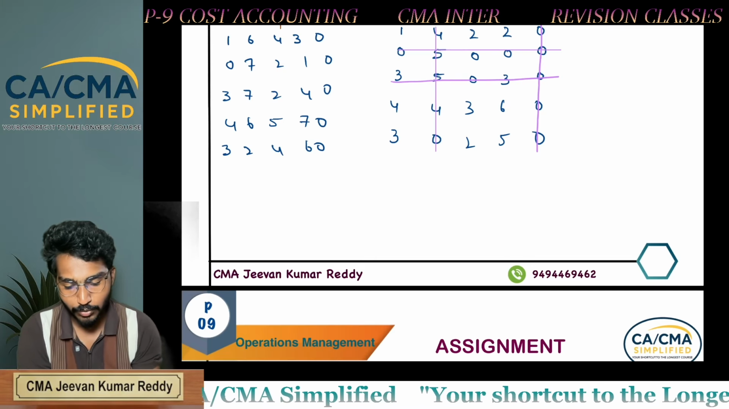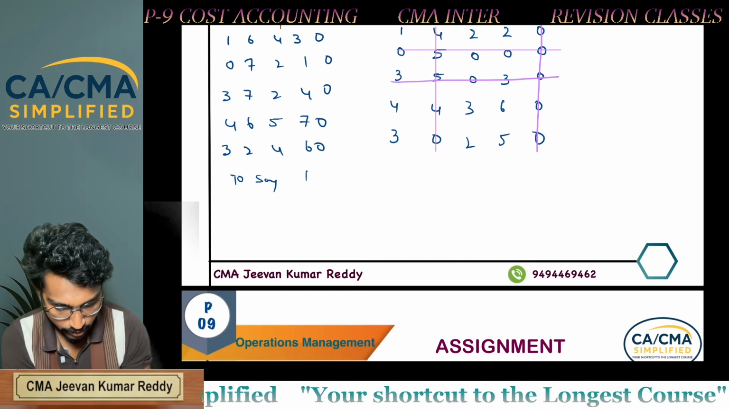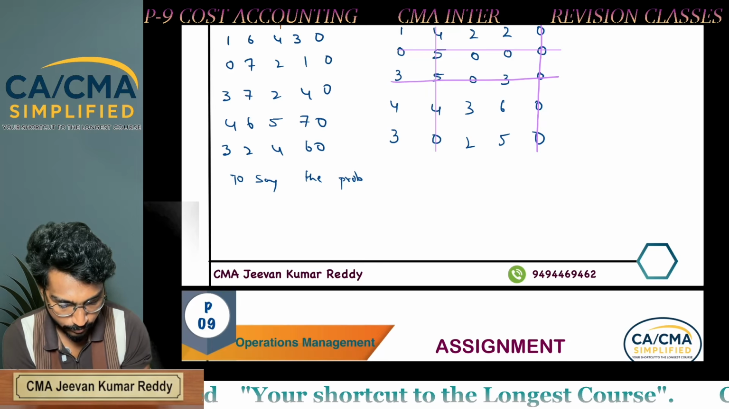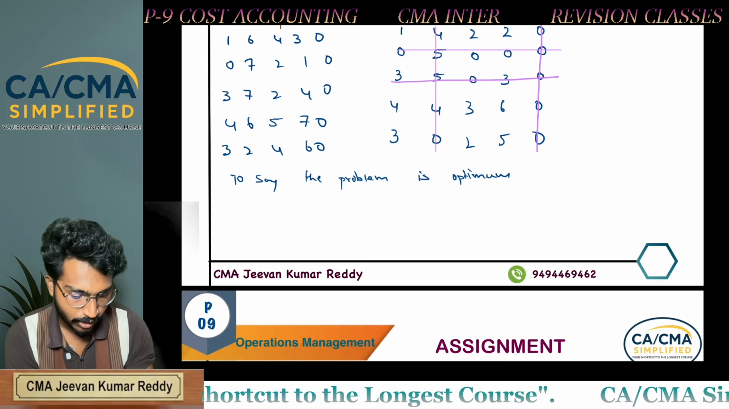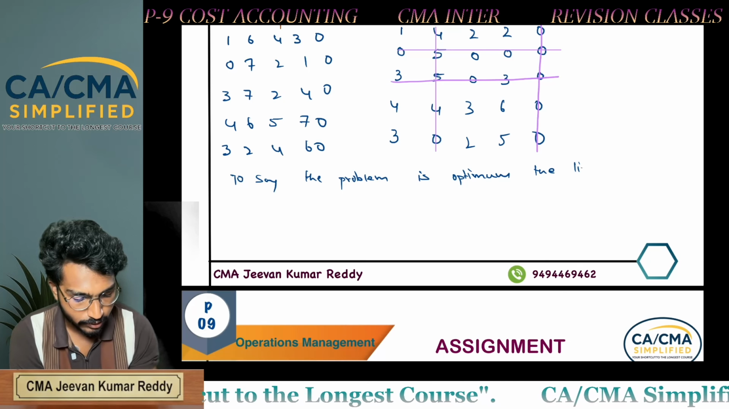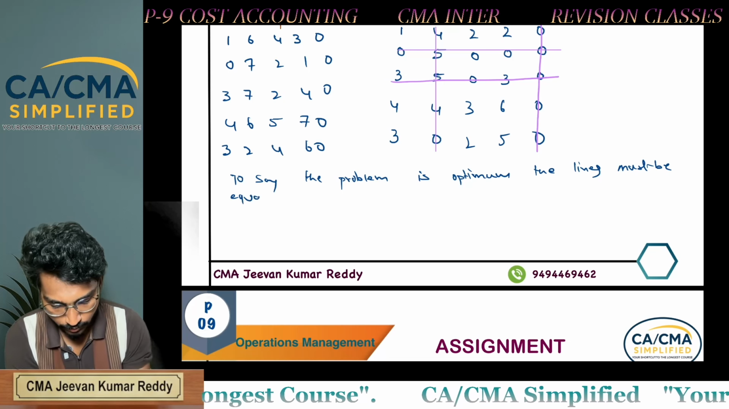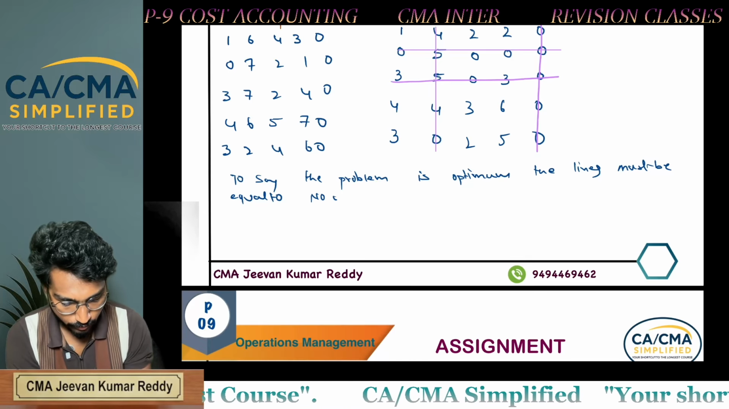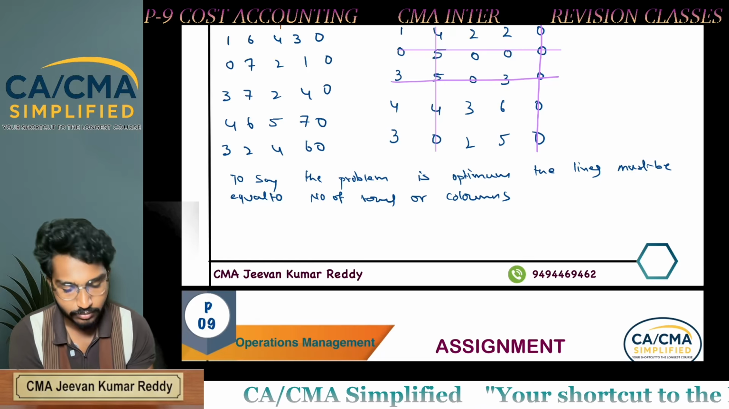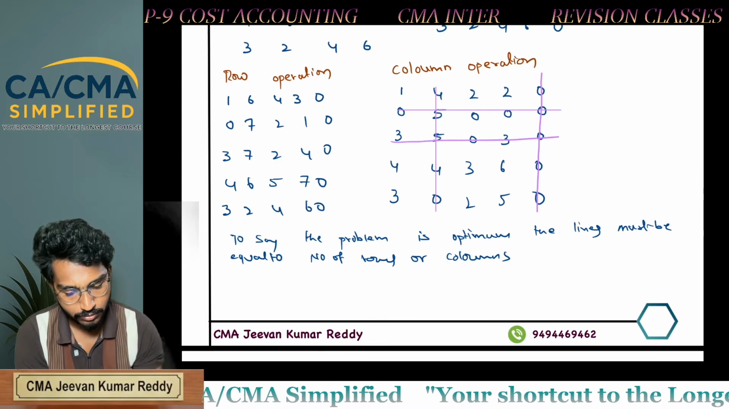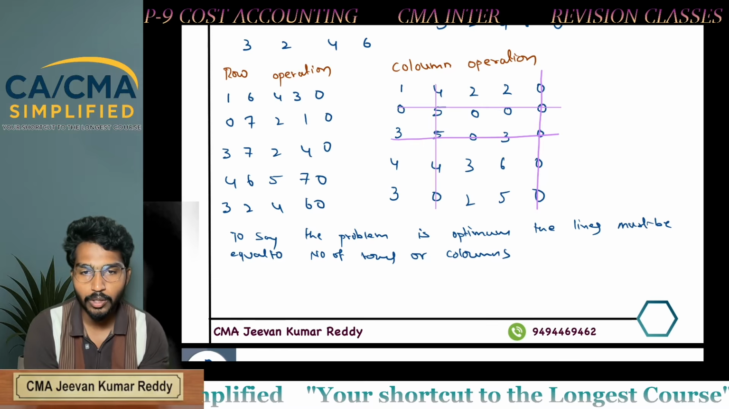So to say the problem is optimum, the lines must be equal to the number of rows or columns. Here the number of lines is not equal to the number of rows or columns. So the problem is not optimal.